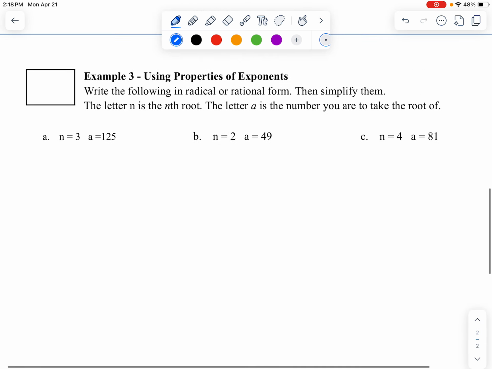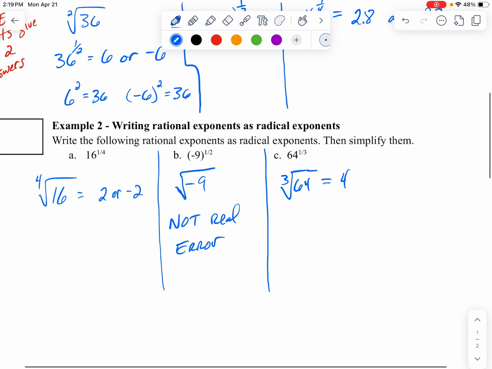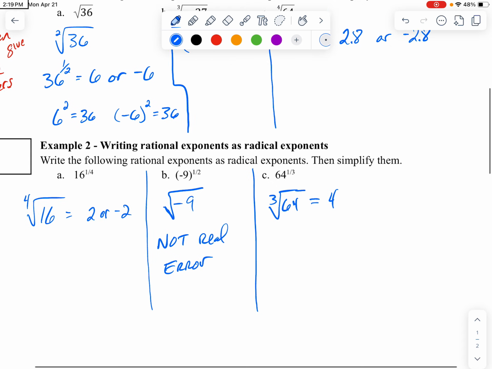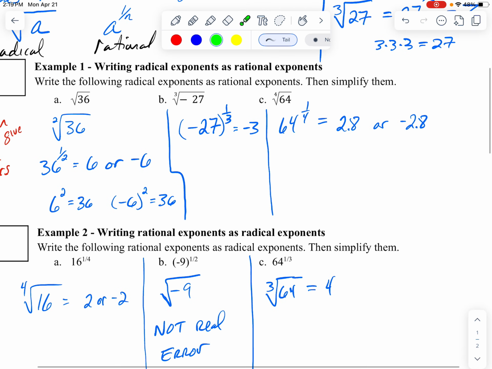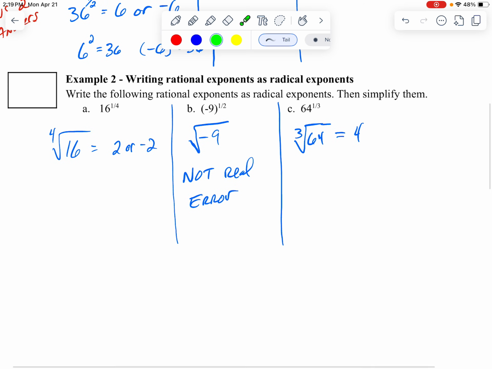All right, moving on to the back. Write the following in radical or rational form and then simplify. So I'm realizing now that as we're doing this, I didn't talk about how to write these in your calculator or how to punch this into your calculator. It's going to be easiest to just use the rational form. So like this, and then just type it into your calculator as you would a normal exponent.